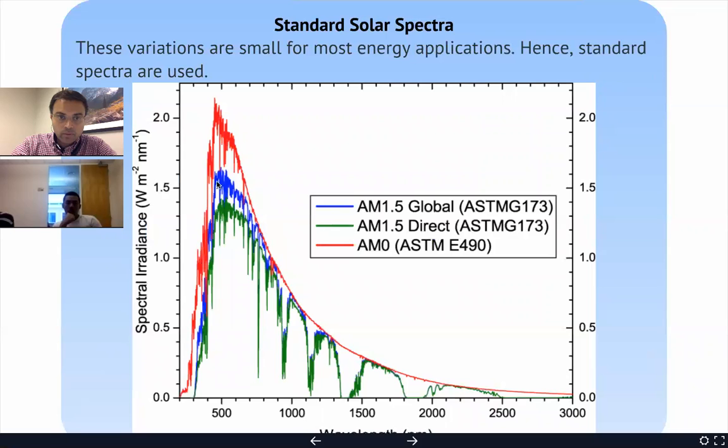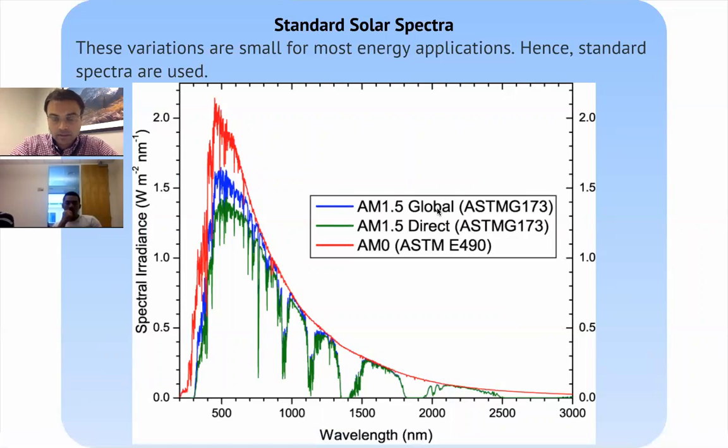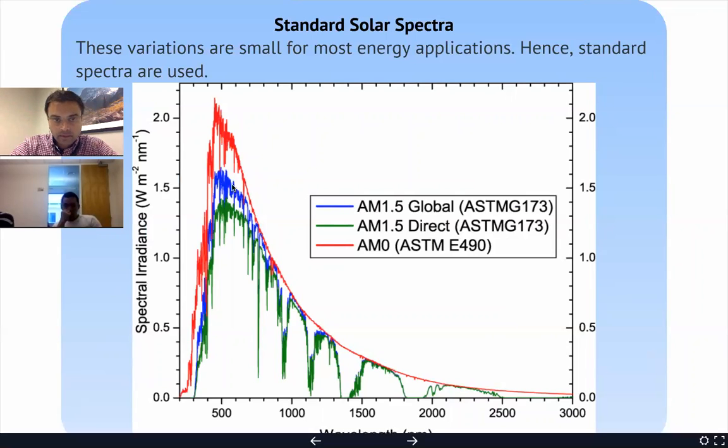Whereas the blue curve, AM1.5 global, is direct plus all the light that is scattered from the clouds or from dust particles and things like that. So you can see the energy of the global is higher than the direct. And the difference between global and direct is very important, particularly when we talk about solar concentrators. We'll come back to this.